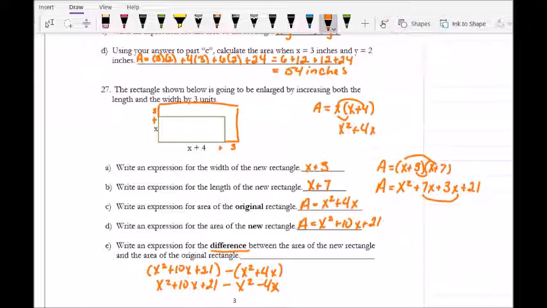Okay, and then combine. So x squared and negative x squared cancel out. 10x and negative 4x would be positive 6x. And then 21 doesn't combine with anything, so 6x plus 21. And that's it.